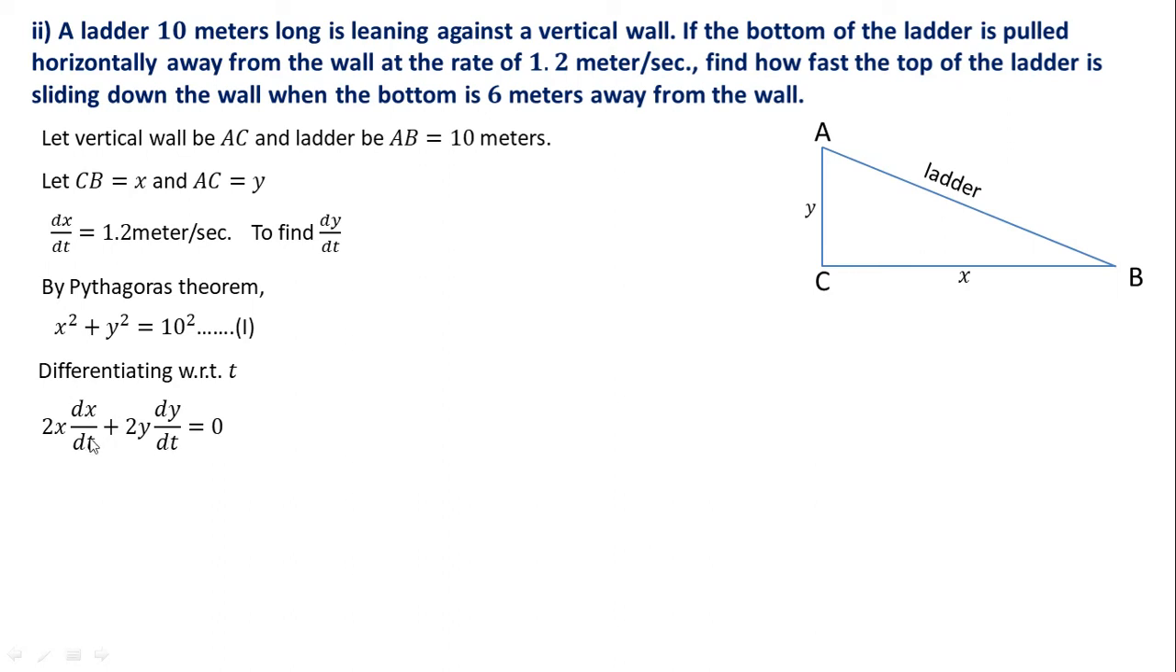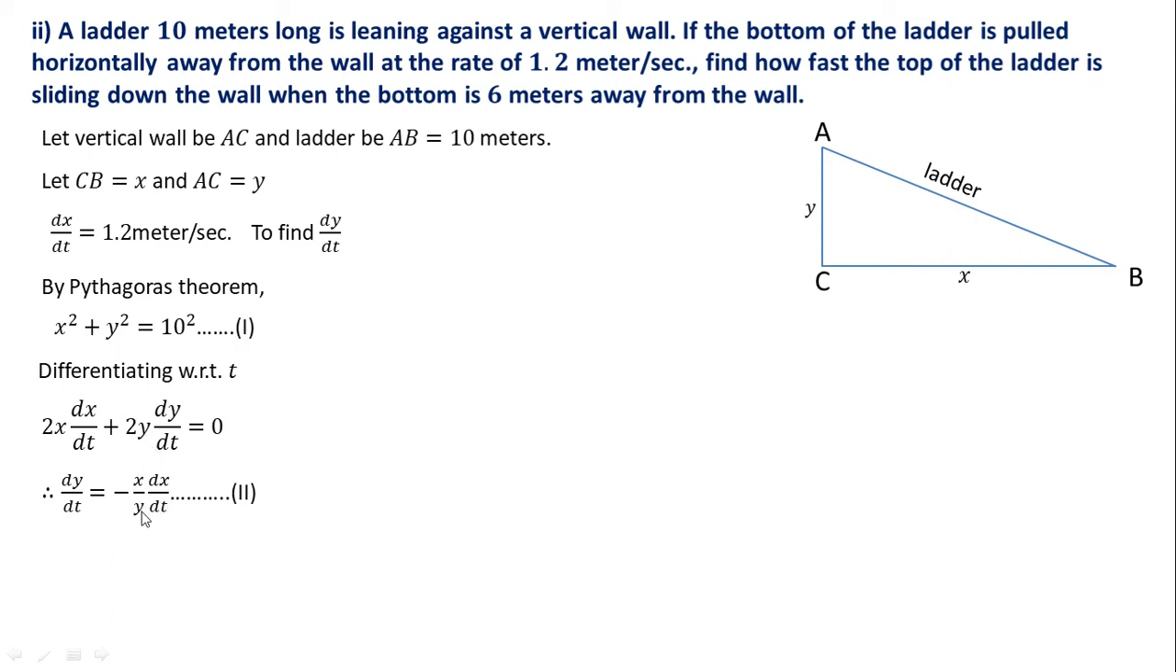Okay. Now from this, what we get? First of all, we have to find out dy by dt. Now how will you get dy by dt? See here, dy by dt is equal to minus of x upon y into dx by dt. Solve this equation to get this relation, that is dy by dt is equal to minus of x upon y into dx by dt. Now see here, dx by dt is already given to you, that is 1.2.